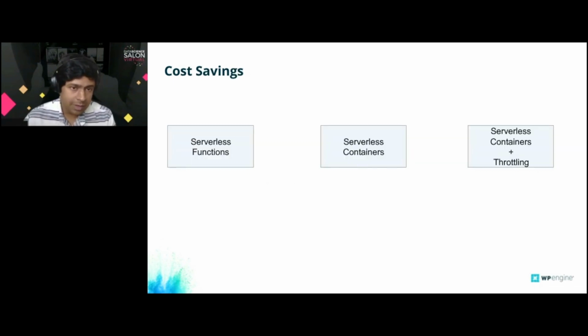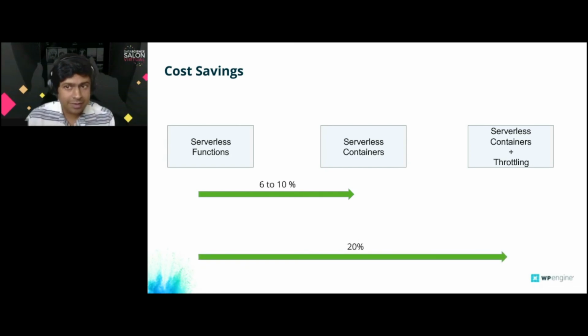When we went from serverless functions to serverless containers, we were getting savings of 6 to 10% on a day-to-day basis. And then when we added throttling, that increased our savings to 20%. So this demonstrates how using serverless containers is a great way to get a lot more efficient use of the resources that you're allocating to serverless workloads.